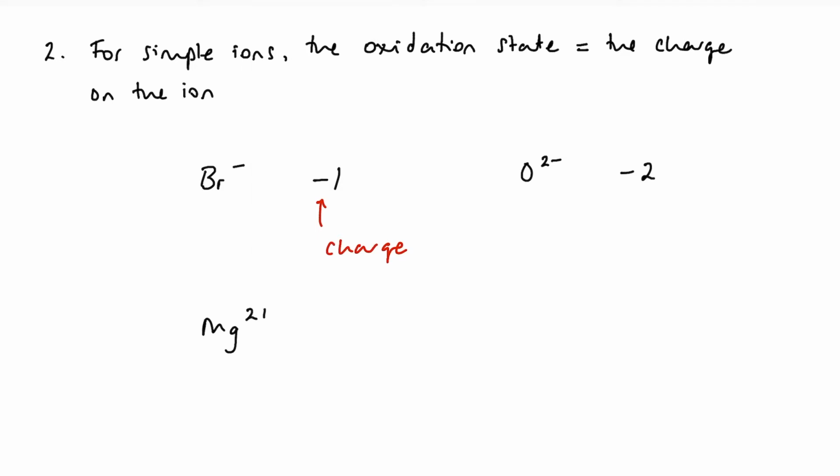Magnesium, another simple ion, has a 2+ charge. It would have an oxidation state of +2. So we might say, for example, the oxidation state of magnesium in magnesium chloride is +2 because that is the charge on the magnesium ion.